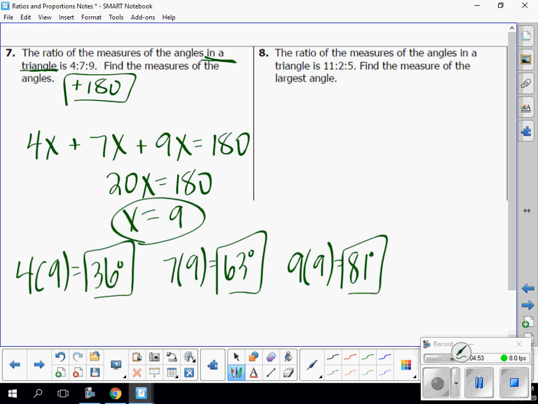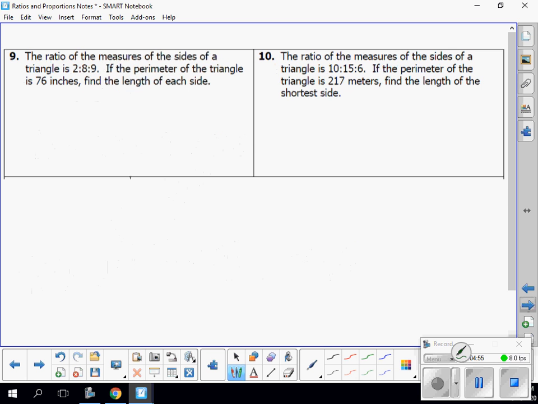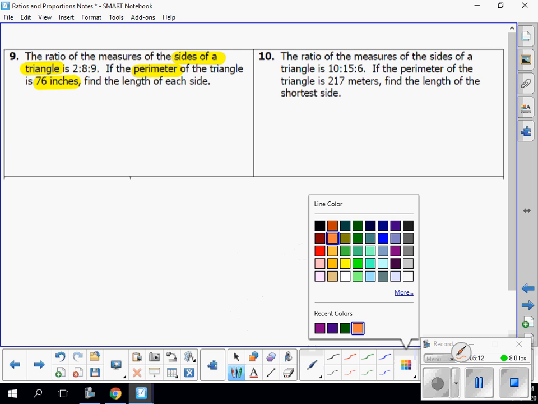All right, let's look at number 9. The ratio of the measures of the sides of a triangle. So now we're moving to sides, and sides of a triangle never equal something unless they tell you. And if they tell you, it's going to be the word perimeter and what that perimeter is. So we're going to use the perimeter, and your ratio is the same except we're setting it equal to 76.